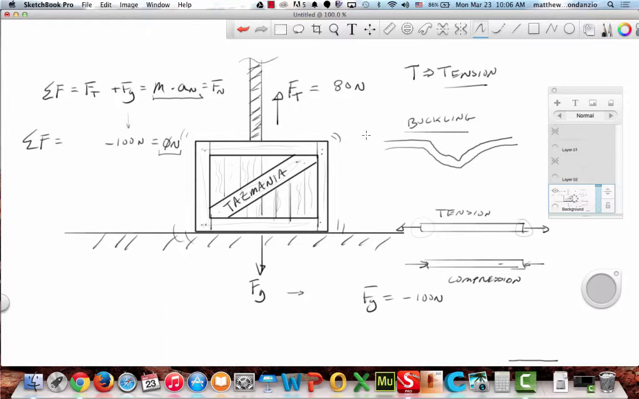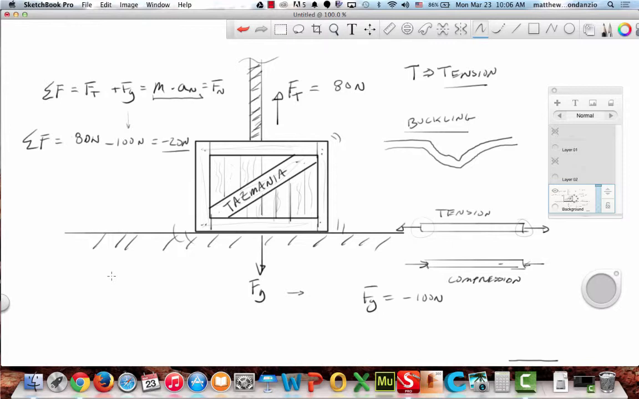What does that mean about my sum of forces? Let's look at that. So if I have 80 newtons up minus 100 newtons, how much force is left over? How much? Negative 20 newtons. Let's think about what that means. What does that mean? Yes, ma'am.